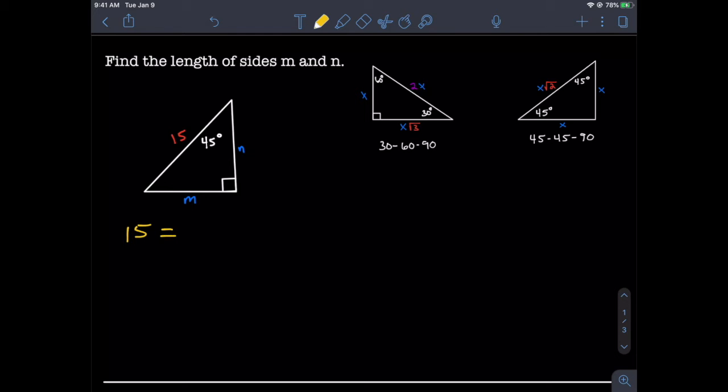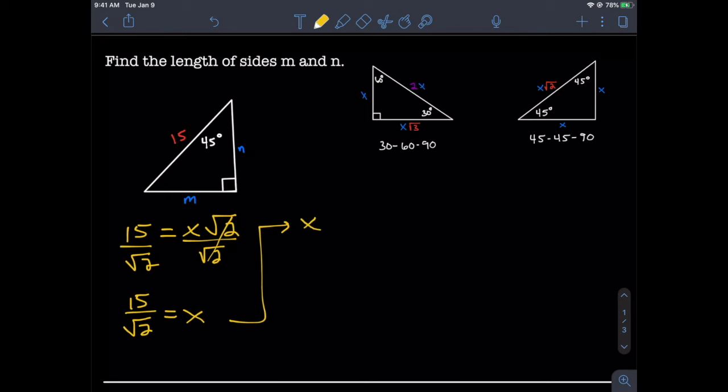15 equals x times the square root of 2. To solve for x, we have to divide both sides by the square root of 2. Those cross out, and that's going to give us 15 over the square root of 2 is equal to x. Now, most people are going to want you to rationalize that, so we're going to go ahead and do that here.